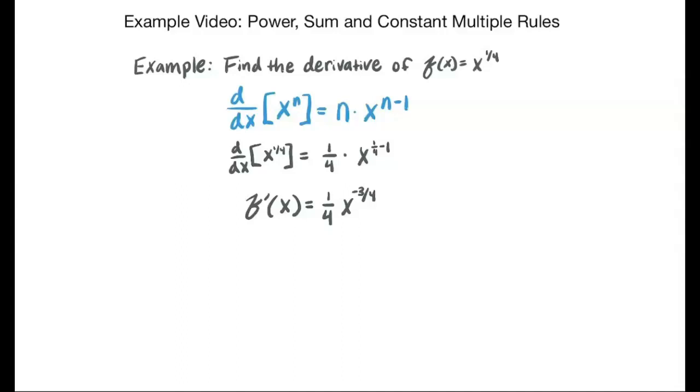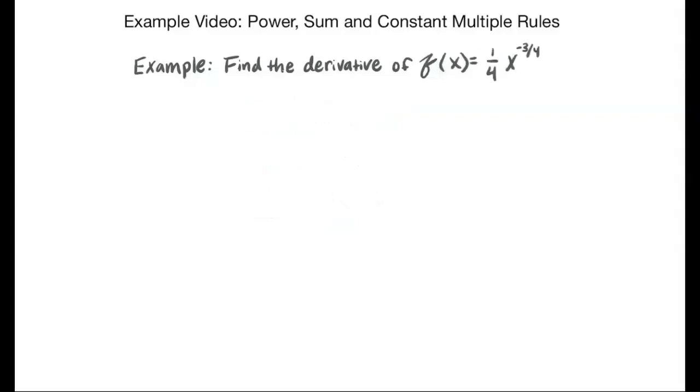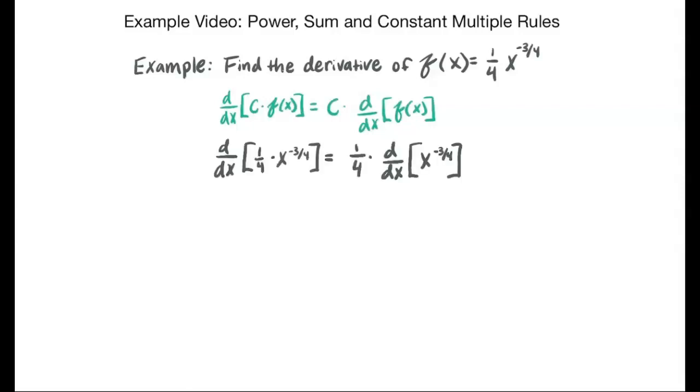If we take the derivative of the answer we just got, would we need to use other rules? Yes, to take the derivative of this new function, you would also need to implement the constant multiple rule. So the function will be written as f of x equals 1/4 times x to the negative 3/4. To write this in the form of the constant multiple rule, we must replace c with 1/4 and f of x with x to the negative 3/4, writing f prime of x is equal to 1/4 times d over dx, x to the negative 3/4.